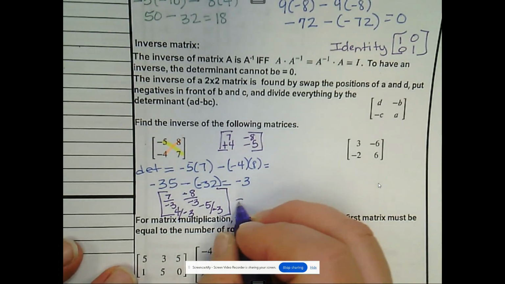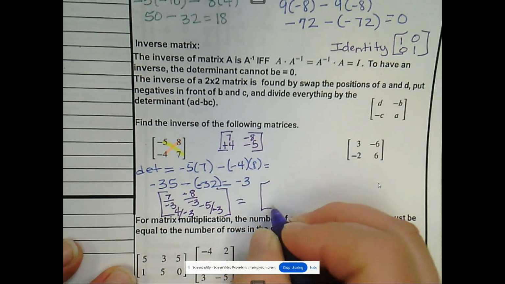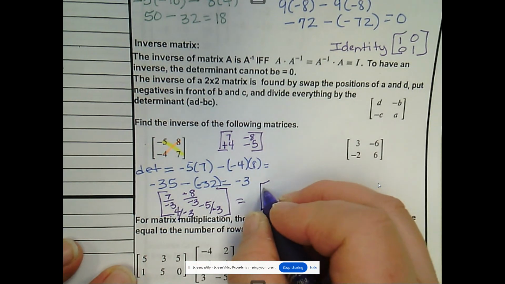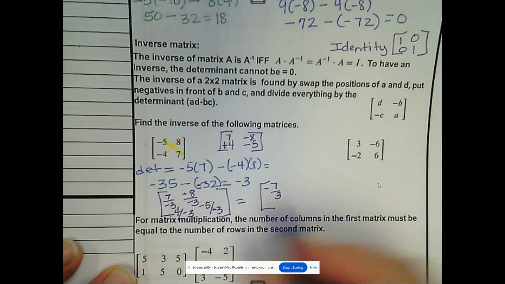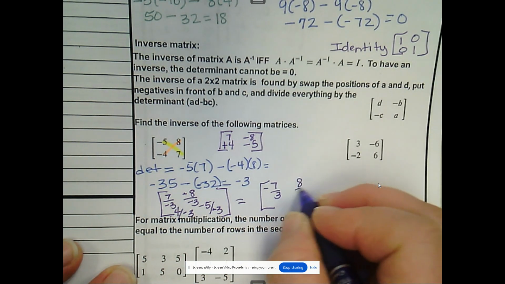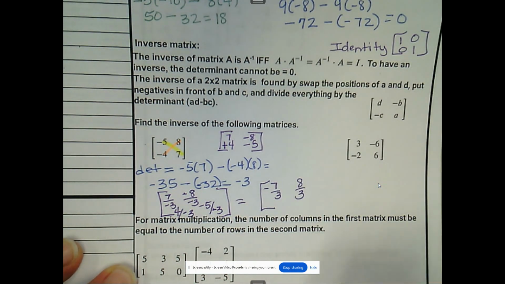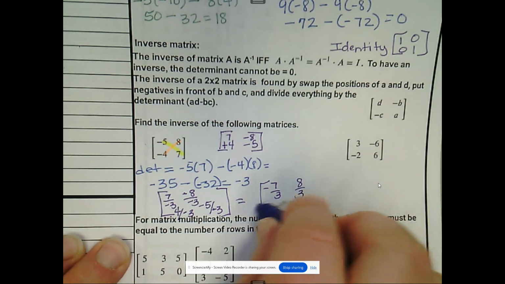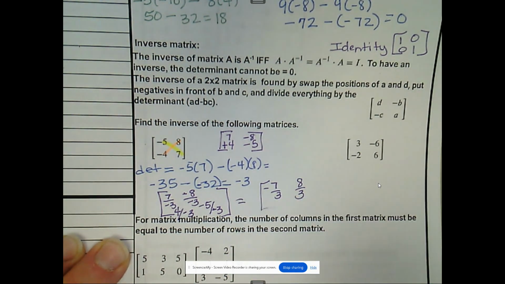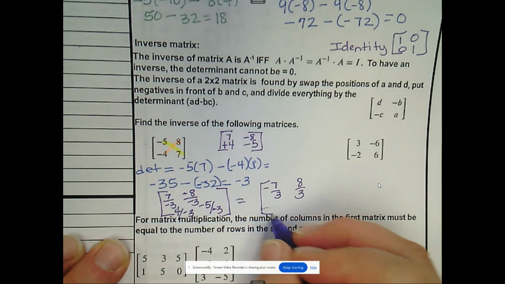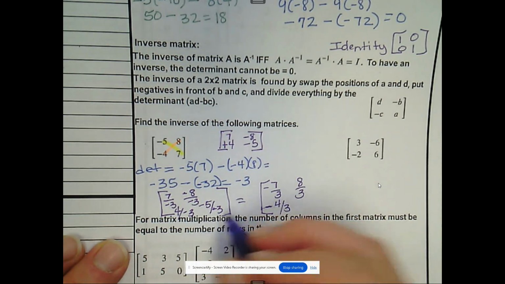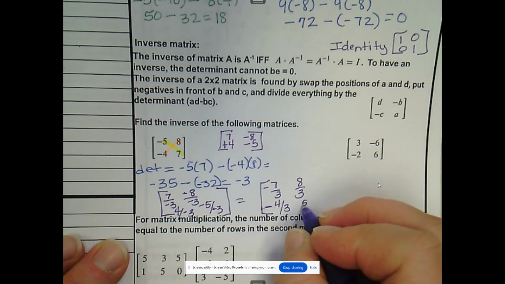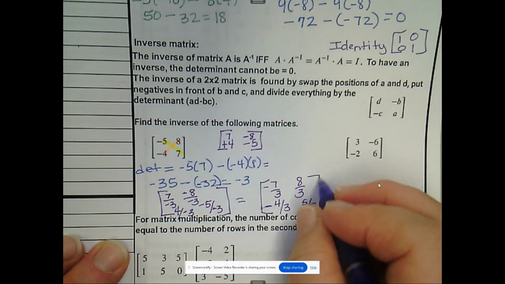Let's make this look a little prettier now. 7 divided by -3 is -7/3. -8 divided by -3 is 8/3. 4 divided by -3 is -4/3. -5 divided by -3 is 5/3. And we're done.